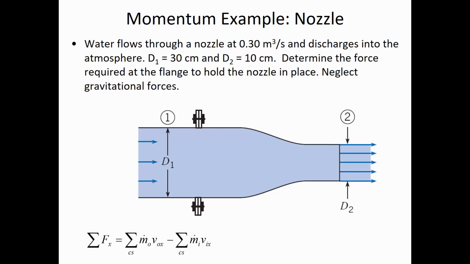So let me write this on the whiteboard here. Q equals 0.30 cubic meters per second. And we know the diameter. d1 is 0.30 meters. So A1 is pi d squared divided by 4. And therefore, you can find out what is V1 based on Q divided by A1. All right, so you know V1.